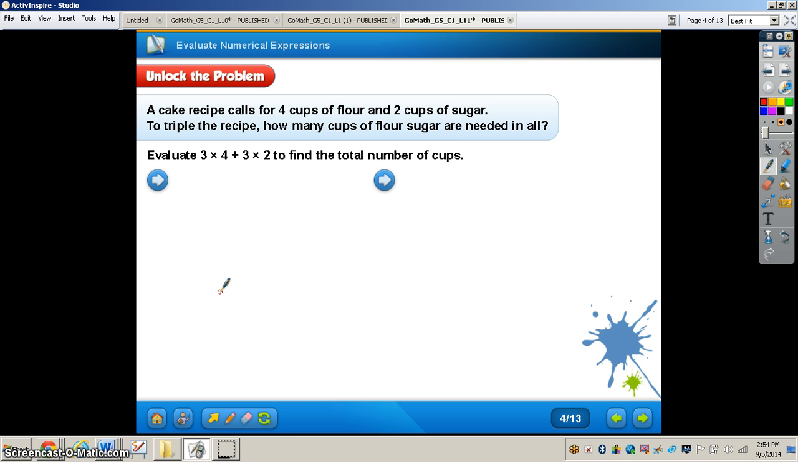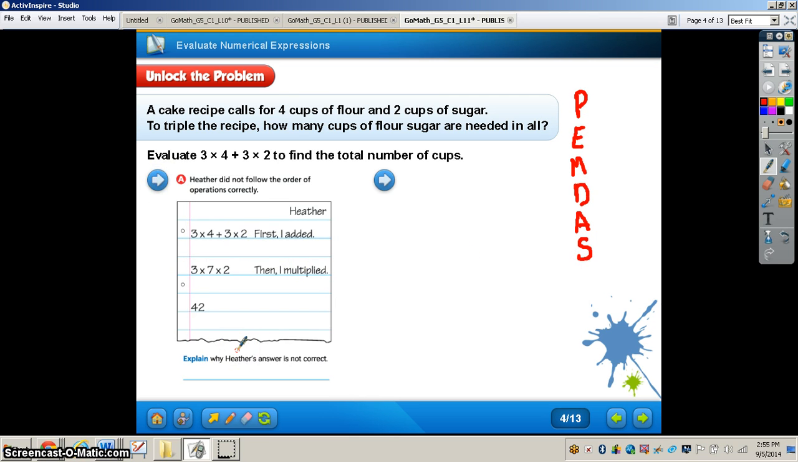It says a cake recipe calls for 4 cups of flour and 2 cups of sugar. To triple the recipe, how many cups of flour and sugar are needed in all? We're going to evaluate 3 times 4 plus 3 times 2. It's important to remember, please excuse my dear Aunt Sally, showing us the order of operations. Now, we can see that Heather did not follow the order of operations correctly.